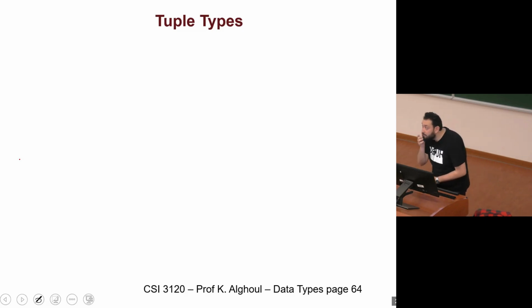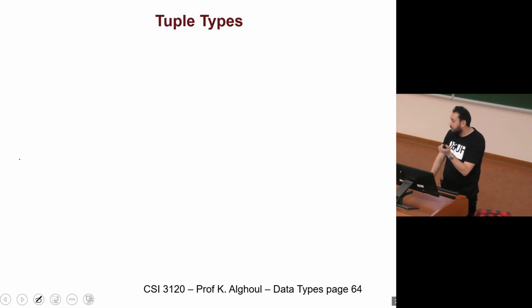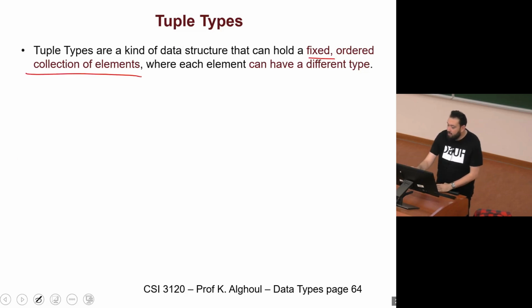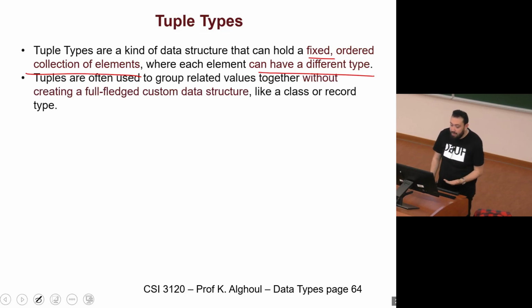Immutable. Once you define it, yeah, immutable. And also another thing is, you have to access it by index. That's another thing. So these are the two main things. It's a fixed, ordered collection of elements where each element can have different types. So it is true that you can have different types, but it's still fixed and ordered. Tuples are often used to group related values without creating a full-fledged custom data structure.